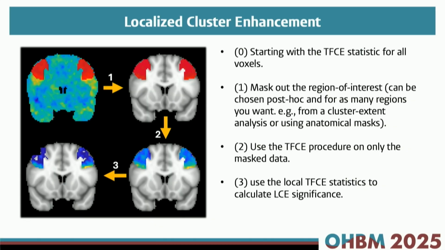And we use the TFCE procedure on only the masked data. So we take the TFCE statistic, we mask them out, and we redo or calculate the local TFCE statistic to calculate LCE significance. We're working on the paper at the moment where we have this all written down, but this is the general idea. So we use TFCE, we mask out a region, we take the data from that region, and we perform TFCE on the masked data to get the value that we need to define whether this cluster is significant, yes or no. And because it is a closed testing procedure, we can do this indefinitely for any cluster that we have.